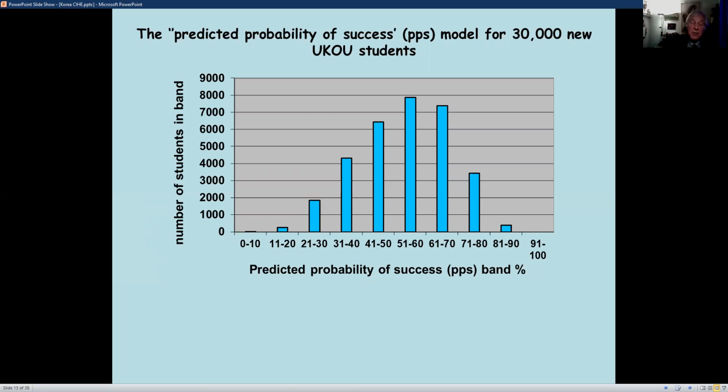This graph shows the variation in predictions of success for the approximately 30,000 new students who were entering the UK OU in 2004. The predicted probability of success varies from about 9% chance of success for a very few students, up to an 83% chance of success for a slightly larger number of students. But most students are somewhere in the middle.